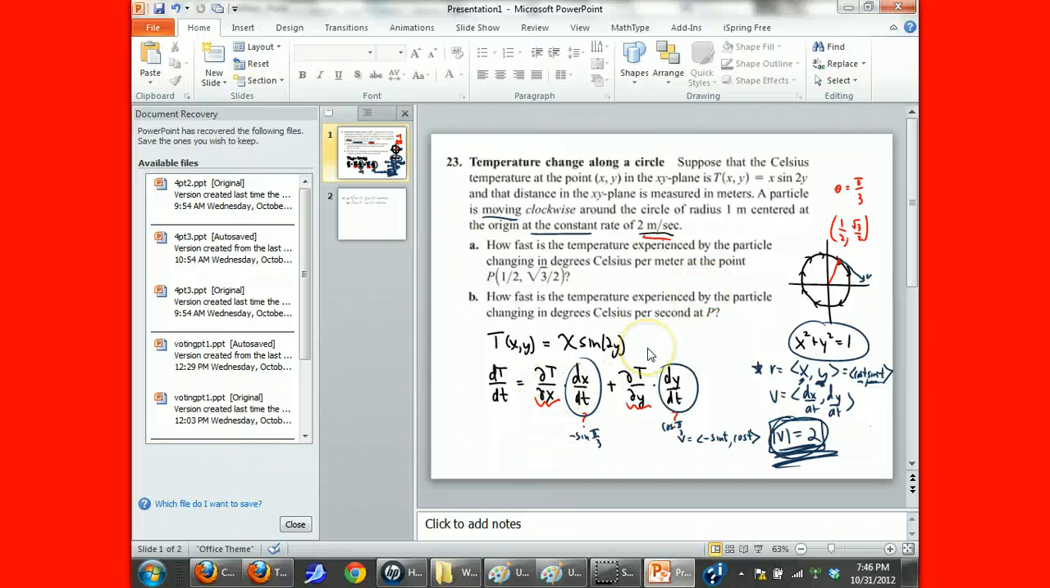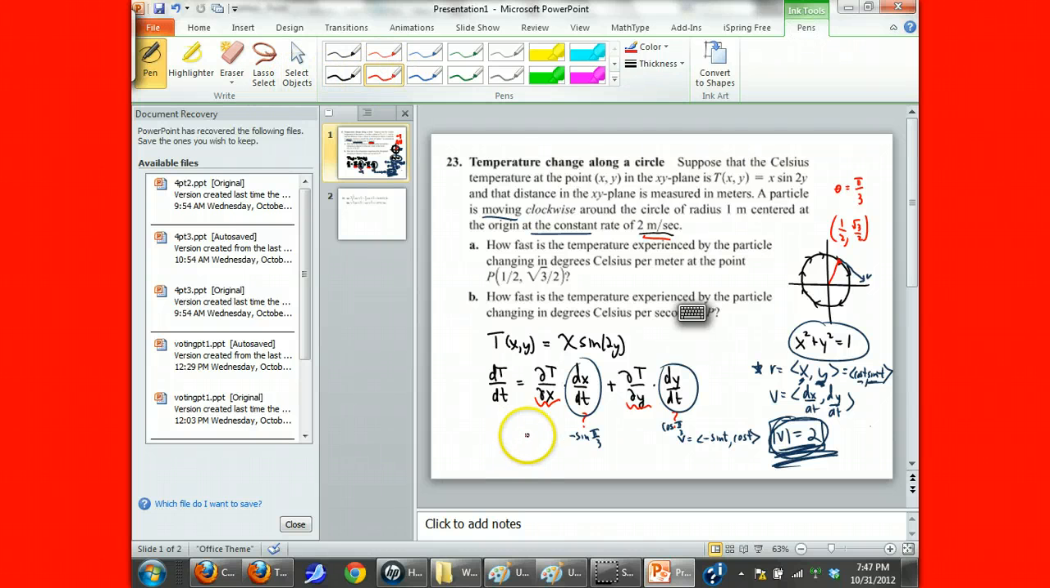What's the t partial with respect to x? Sine of twice y. What's the t partial with respect to y? 2x cosine 2y. What's the sine of pi over 3? Root 3 over 2? Yeah, I think we're going to get that answer.